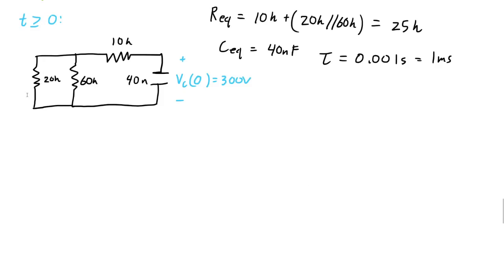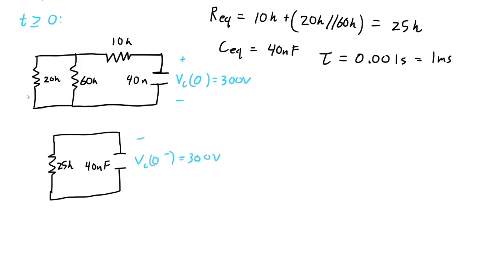Okay, so we're going to use our new equivalent resistance to create this little loop right here. And when it creates this little loop, it becomes a lot simpler than analyzing all of these things together. So we're going to have our R equivalent of 25K and our C equivalent of 40 nanofarad. Still have the initial condition, 300 volts plus minus. And we have the current of the capacitor, which is the same current through this whole circuit.